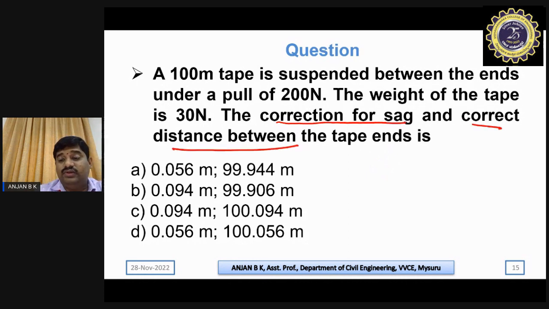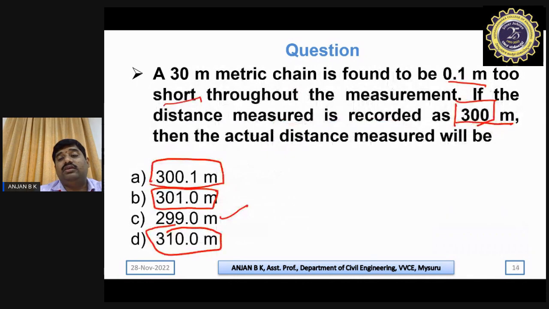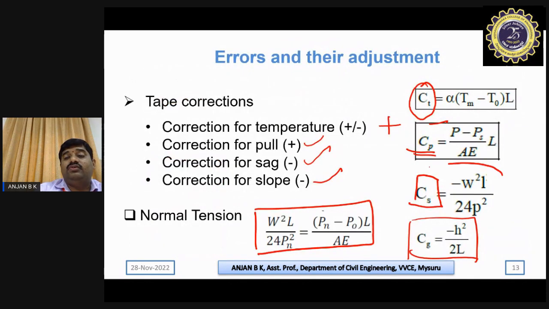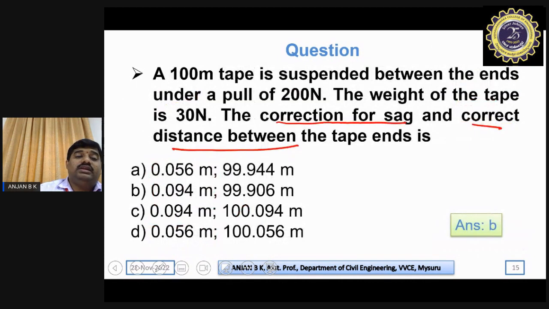So you have to first find the sag correction. So that is using the formula here. Using this formula, you have to find the sag correction. So that comes out to be 0.094, and if you deduct that from the measured length 100 meters, then you will get the correct distance, that is 100 meter minus 0.094 is 99.906 meters.